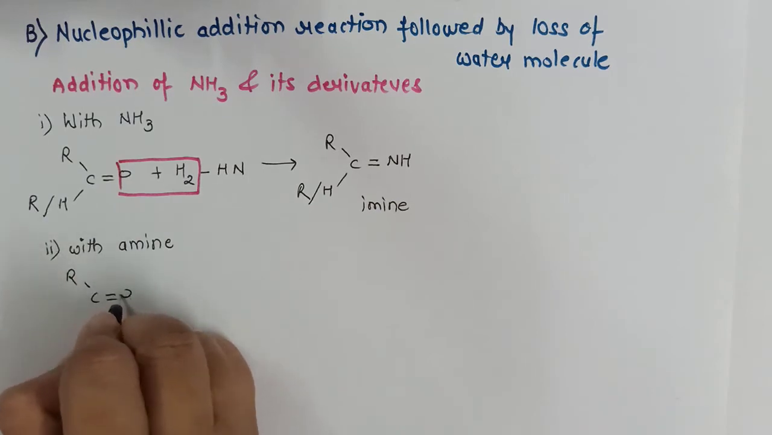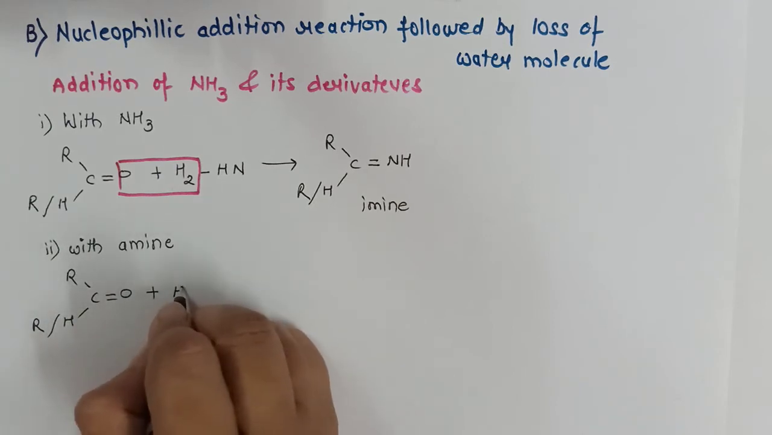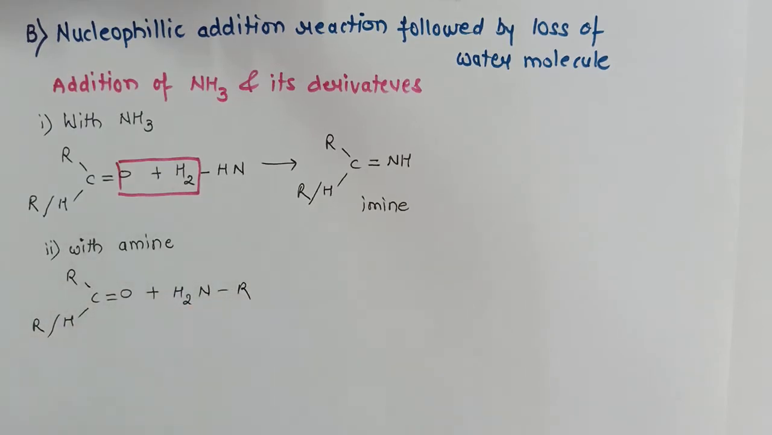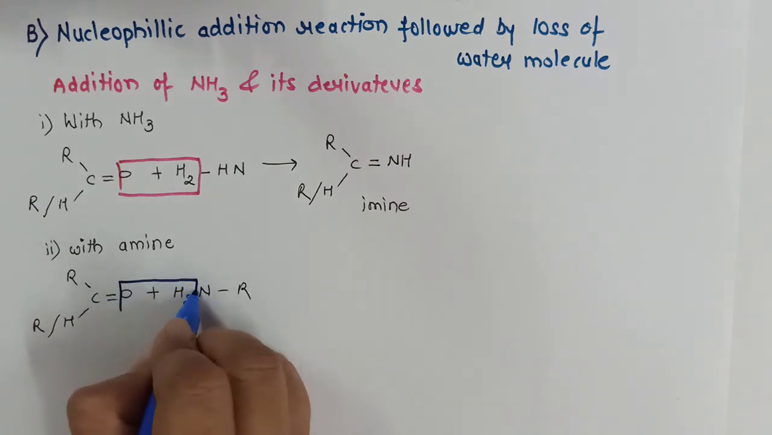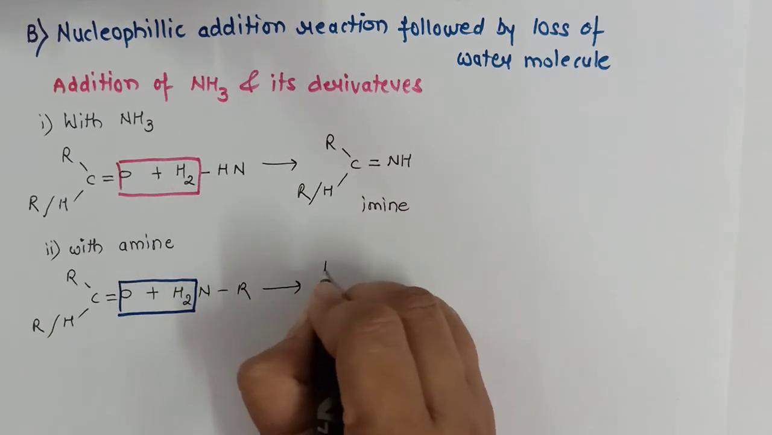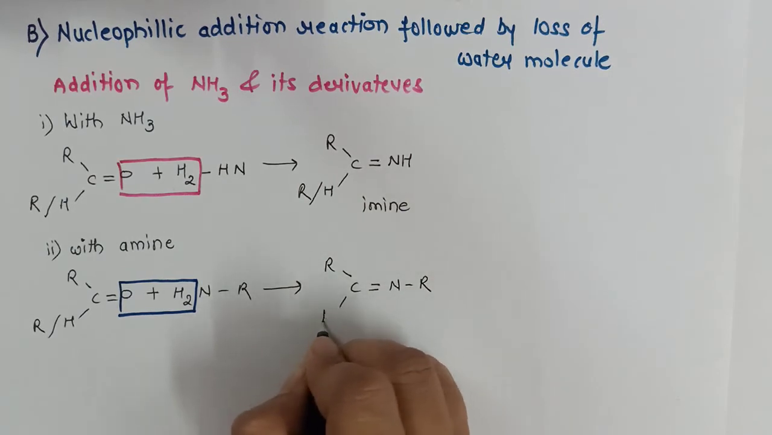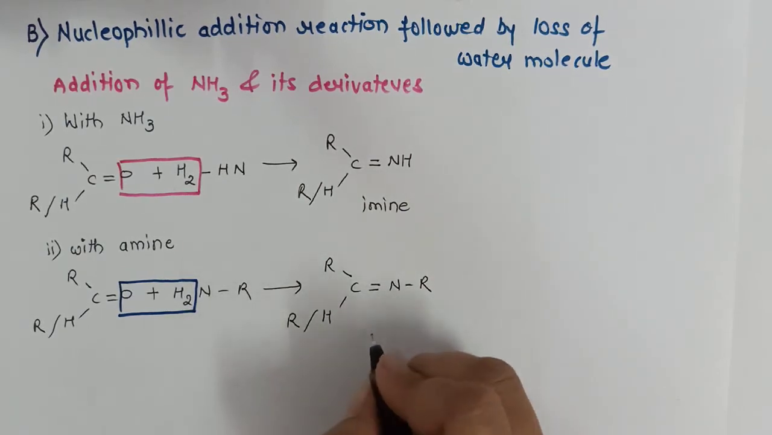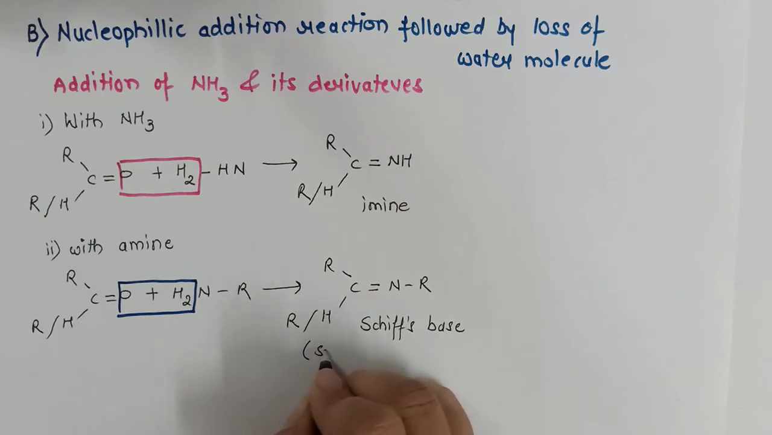Carbonyl compound such as either aldehyde or ketone, when reacted with amine, again there will be loss of water molecule and we get an addition compound of either aldehyde or ketone called as Schiff's base. It can also be called as substituted imine.